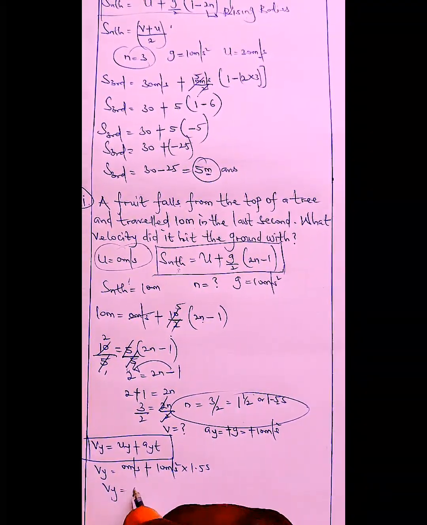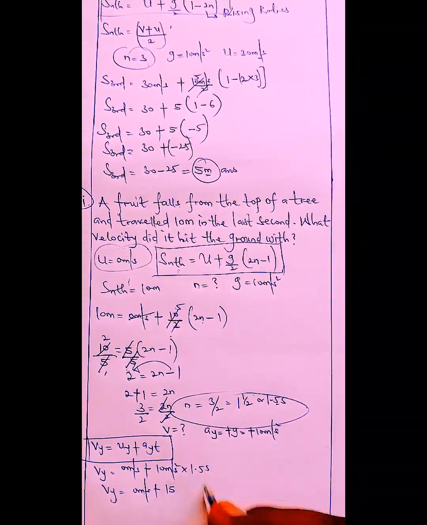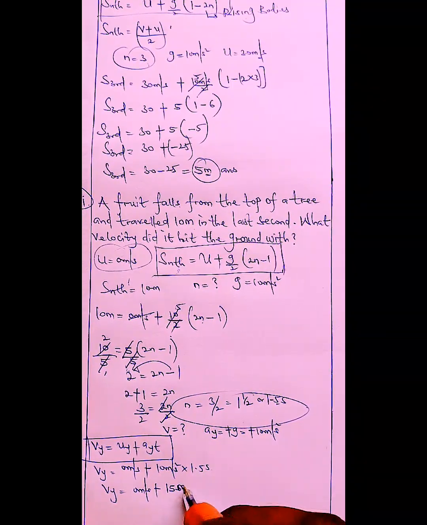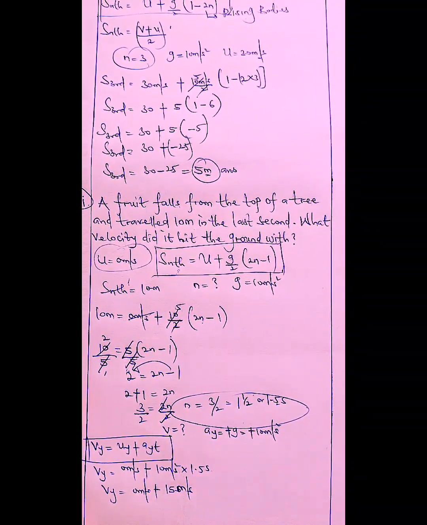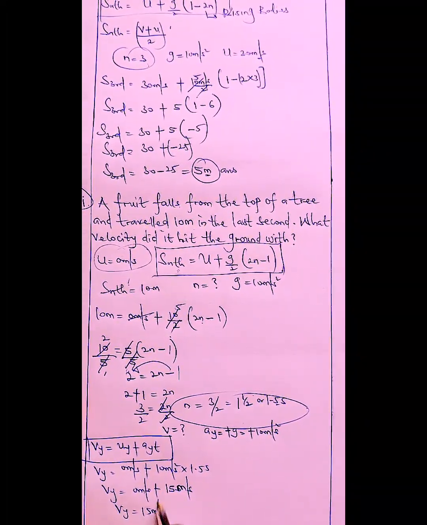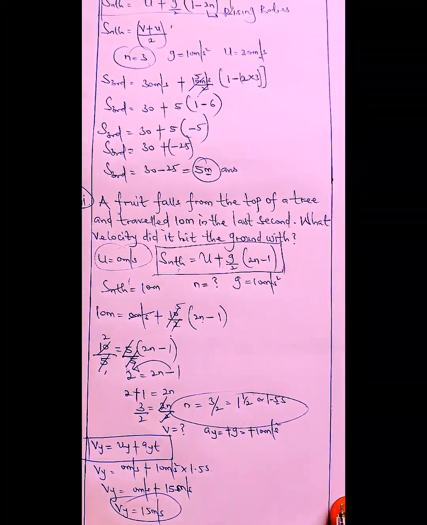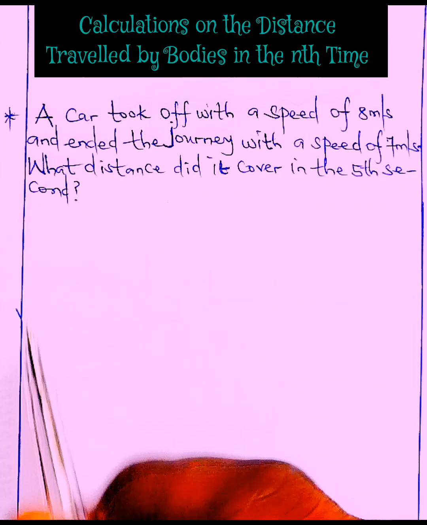So the final velocity is 0 meters per second plus 10 times 1.5, which will give us 15. So that's 15 meters per second, I beg your pardon. Seconds cancel seconds, so you have a second there. So that's 15 meters per second. The final velocity is 15 meters per second. This was the speed the fruit hit the ground with. As simple as that.